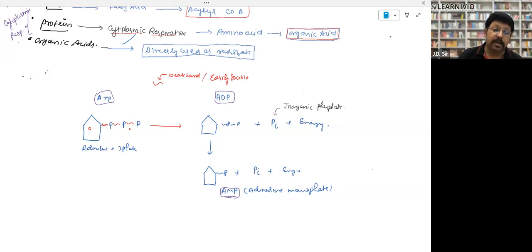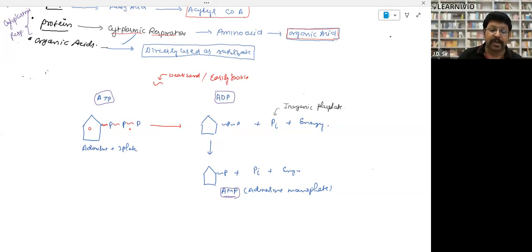Then what happens in an emergency situation? One more bond breaks down and a phosphate comes out, and energy is liberated. Now only one phosphate is left. We call it AMP, adenosine monophosphate, right? The reverse process takes place when energy is stored. So that's how the energy is spent.